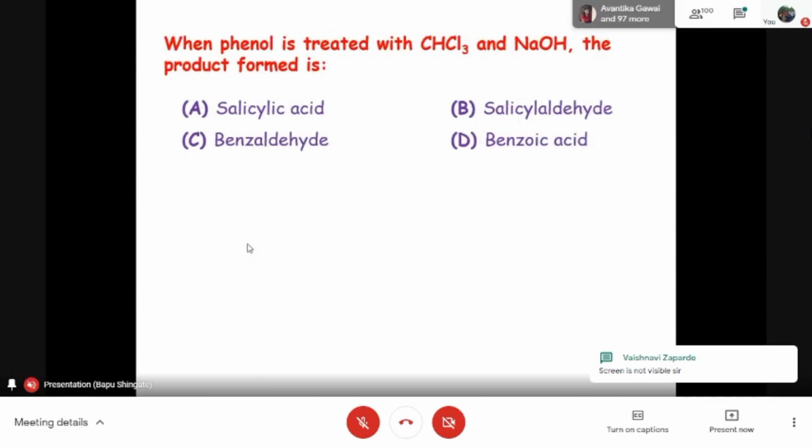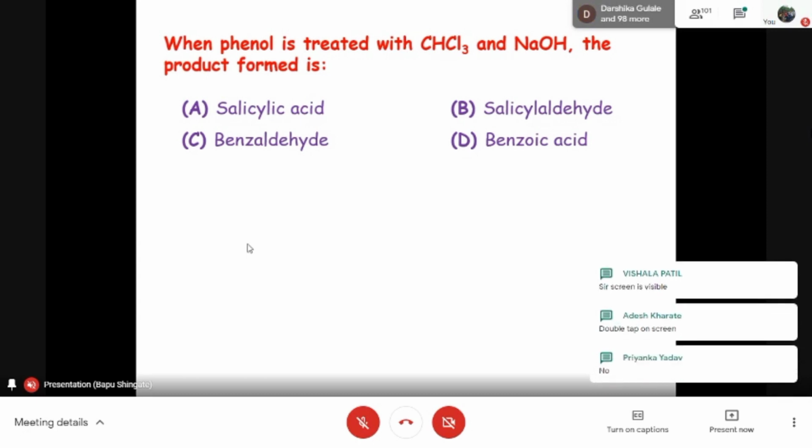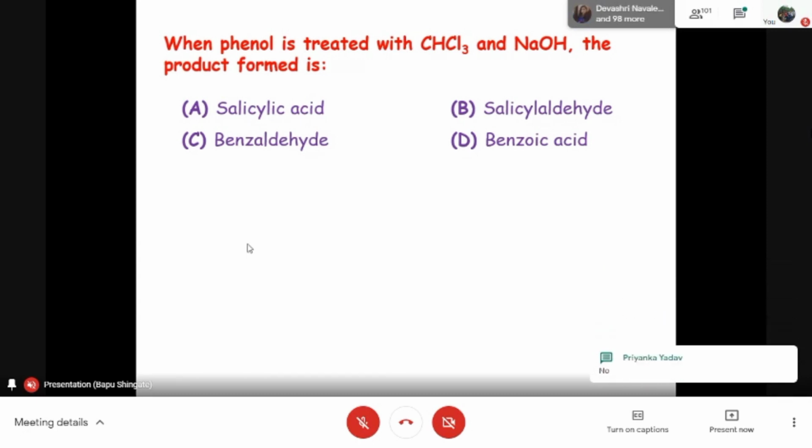Now, a simple question, we will talk about this with a simple question. This is a question of 12th standard, but many students failed in giving the answer to this particular question. When phenol is treated with chloroform and NaOH, the product formed is? Which product will form?